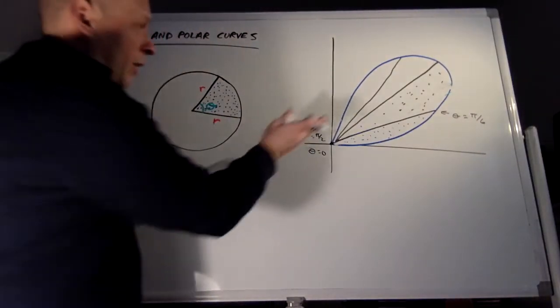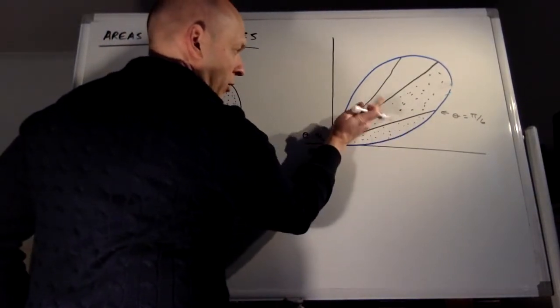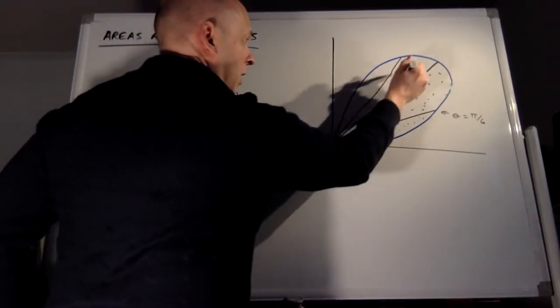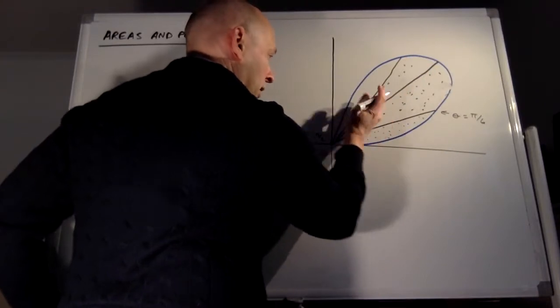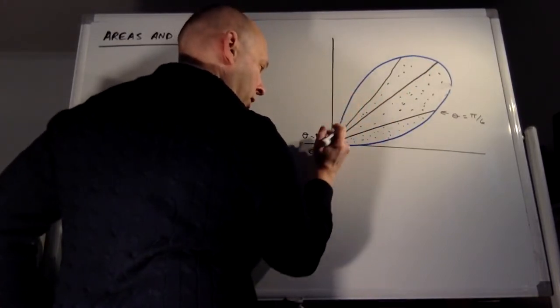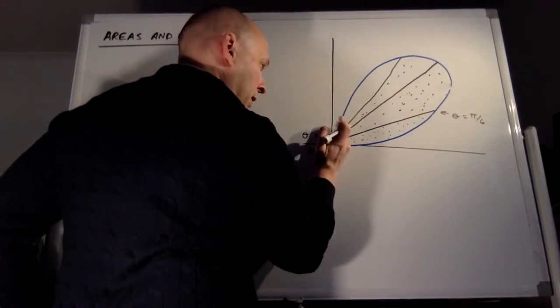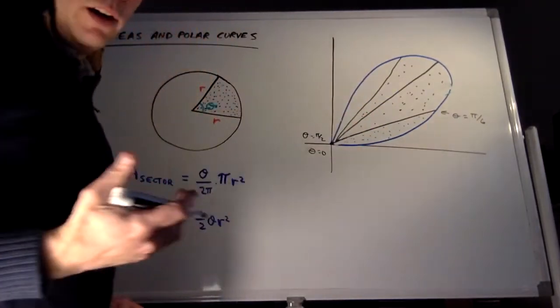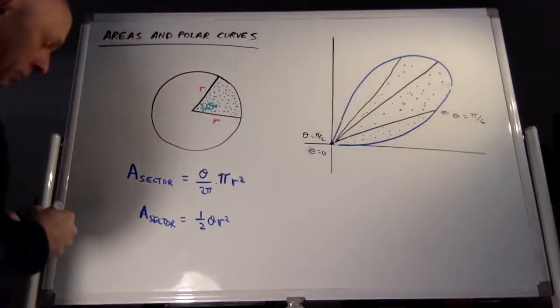So if I only go this far, I'm getting this area. If I go this far, I'm getting this one. If I went this far, I'd be getting this much area. But if I rotated until my angle came back to the pole here, then I would realize the area of the entire leaf.